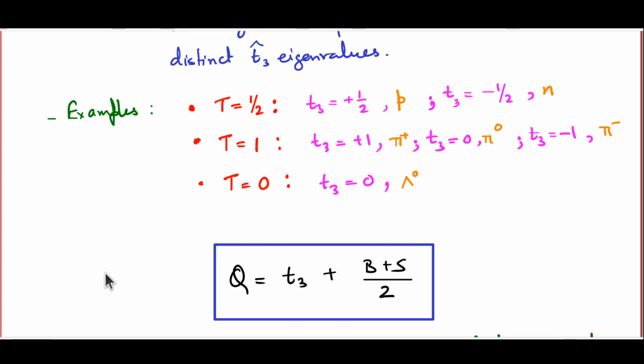The case with the lambda 0 hyperon is slightly different. It is a baryon, but it has a strangeness of minus 1. And therefore, B plus S, the hypercharge, turns out to be 0. And the average charge of the multiplet, which is half of that, is of course also 0.